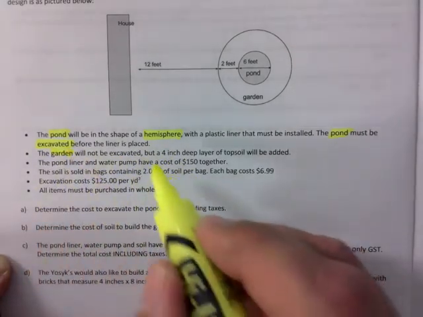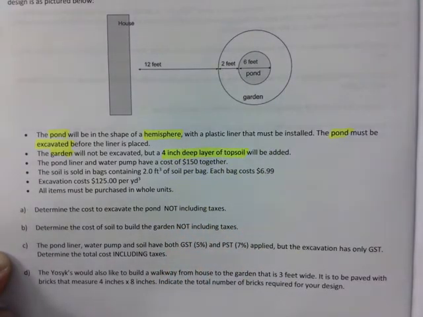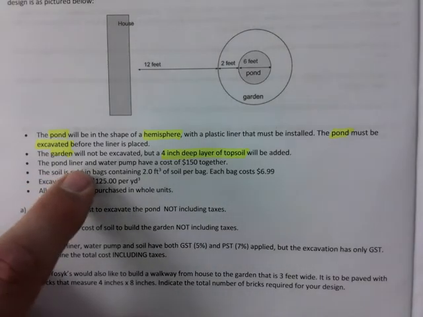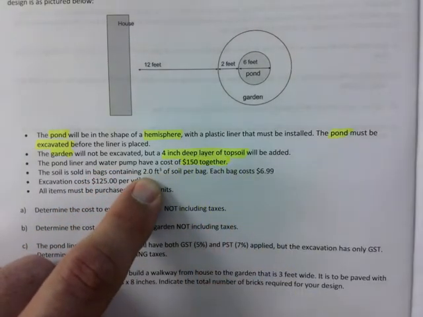The garden has a 4-inch deep layer of topsoil added. Hold it. 4 inches deep. What does that mean? As soon as you have depth, that's volume, right? The pond liner and water pump will cost $150 altogether. That's important.